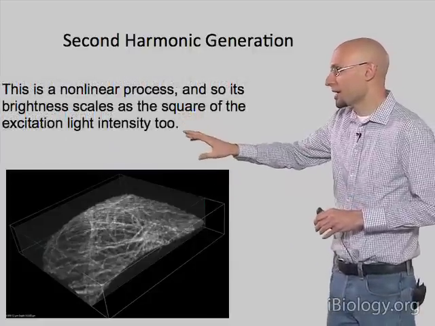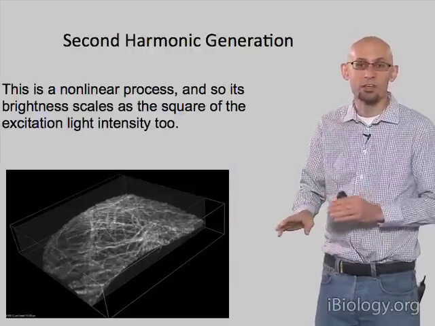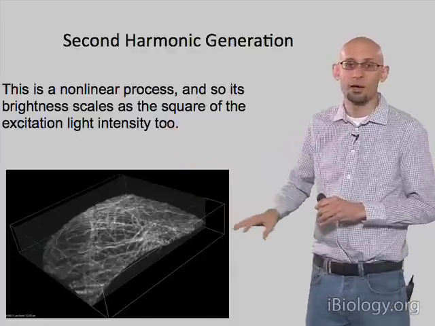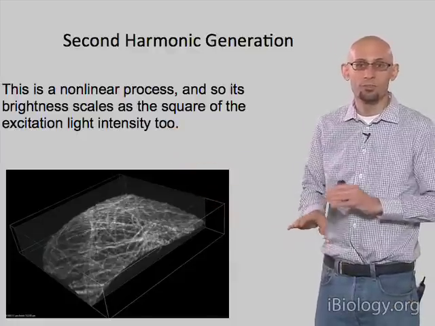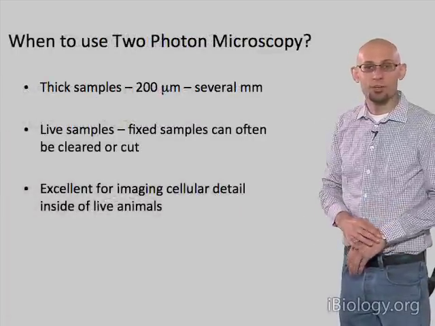This is also a nonlinear process, and so its brightness scales as the square of the excitation light intensity too. That means you get the same sectioning properties with second harmonic generation that you do for two-photon fluorescence. So that's pretty much all I want to say about two-photon microscopy.